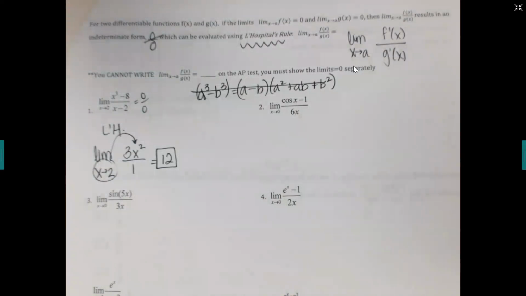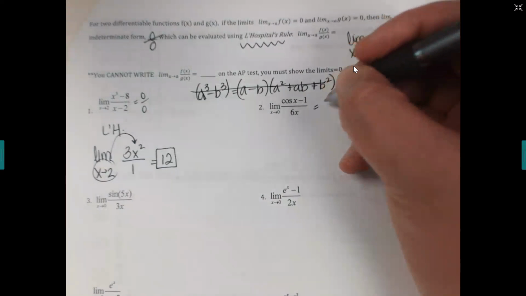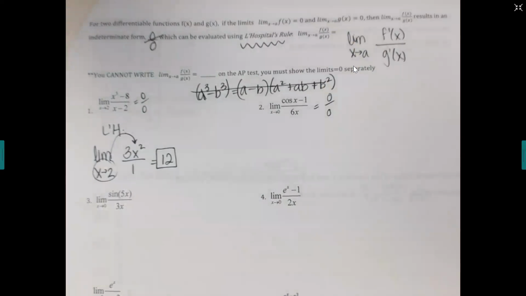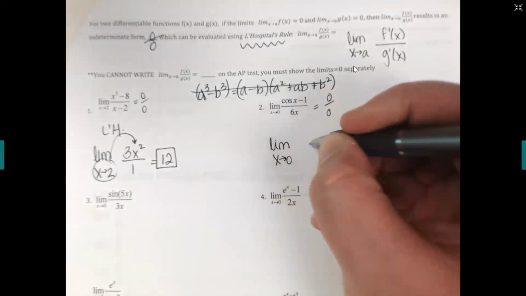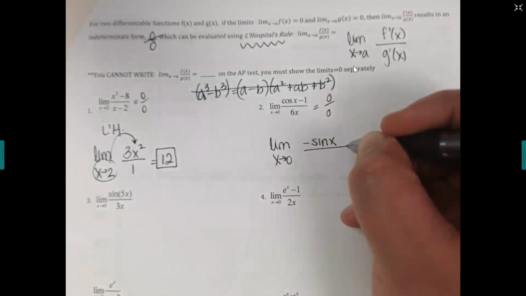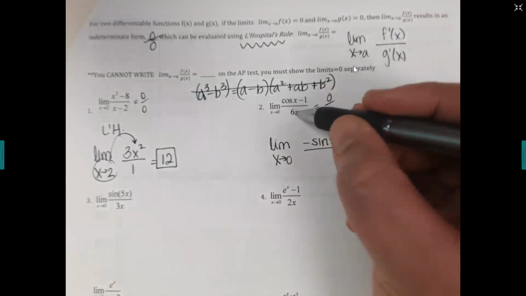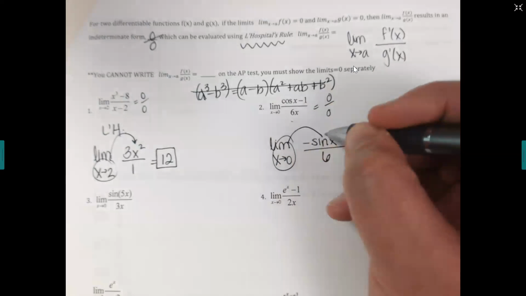Plug in your 0. What's cosine of 0? 1. That'd be 1 minus 1, which would be 0. On the bottom, plug in your 0, you get 0 over 0. Then we know we're ready to do more. What is the derivative of cosine x minus 1 across the top? Negative sine x. Do I keep the minus 1? No, it's a constant. Good. And then on the bottom, 6x goes to just 6, and then I'm plugging in 0.